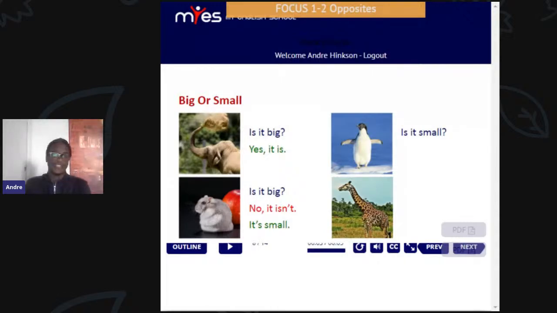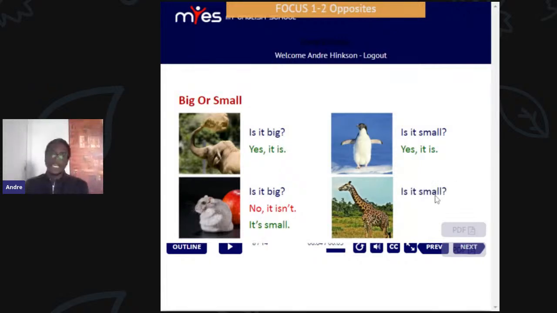What would be your answer? Is it small? Hmm. So what would be the answer? The answer is... Yes, it is. So the penguin, it's small. So we respond, yes, it's small, or yes, it is. So let's look at the last one now.